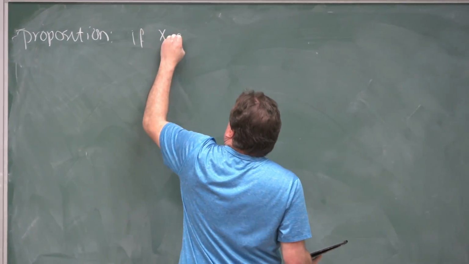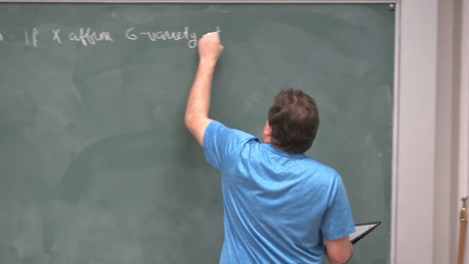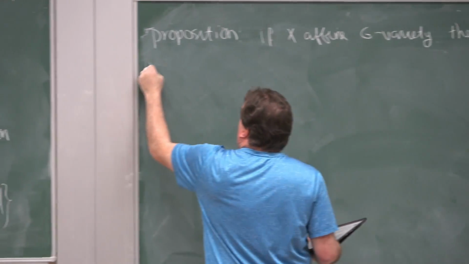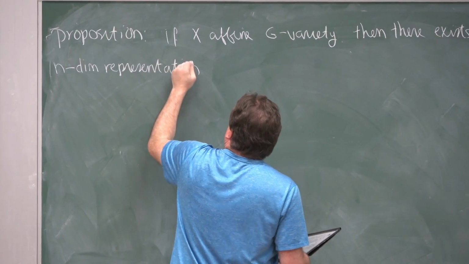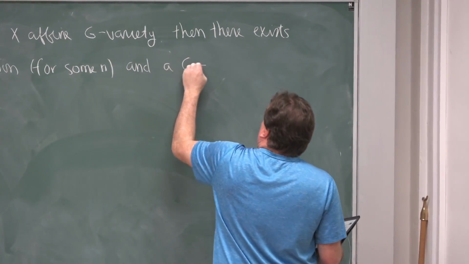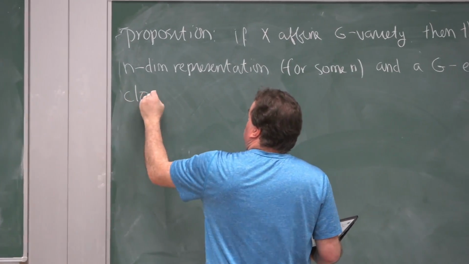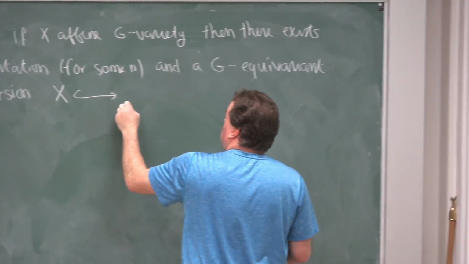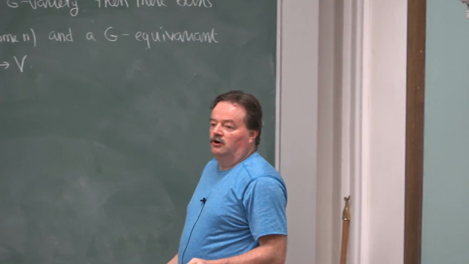If X is an affine G variety, then there exists an n-dimensional representation V, for some n, and a G-equivariant closed immersion of X into V. Closed immersion means that on the level of coordinate rings, we have a surjective homomorphism of K-algebras.